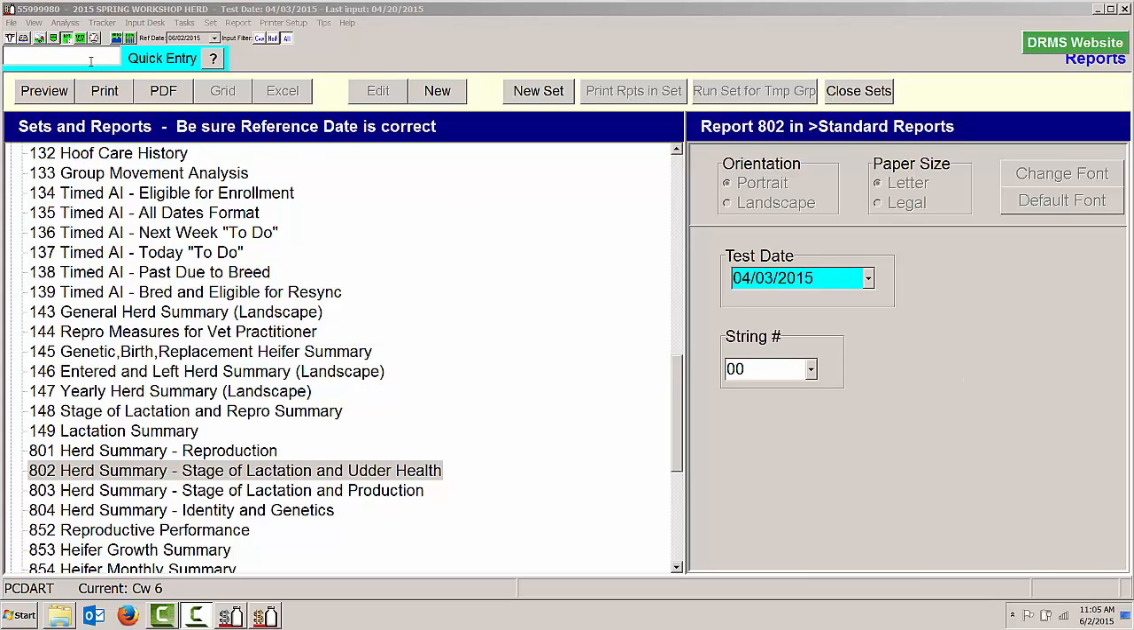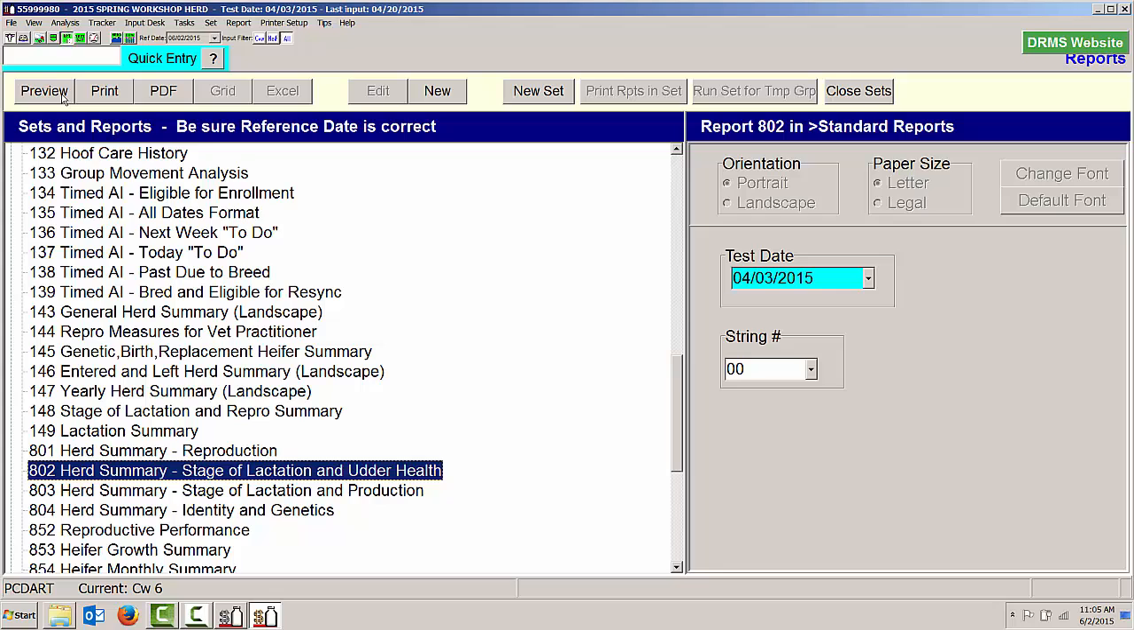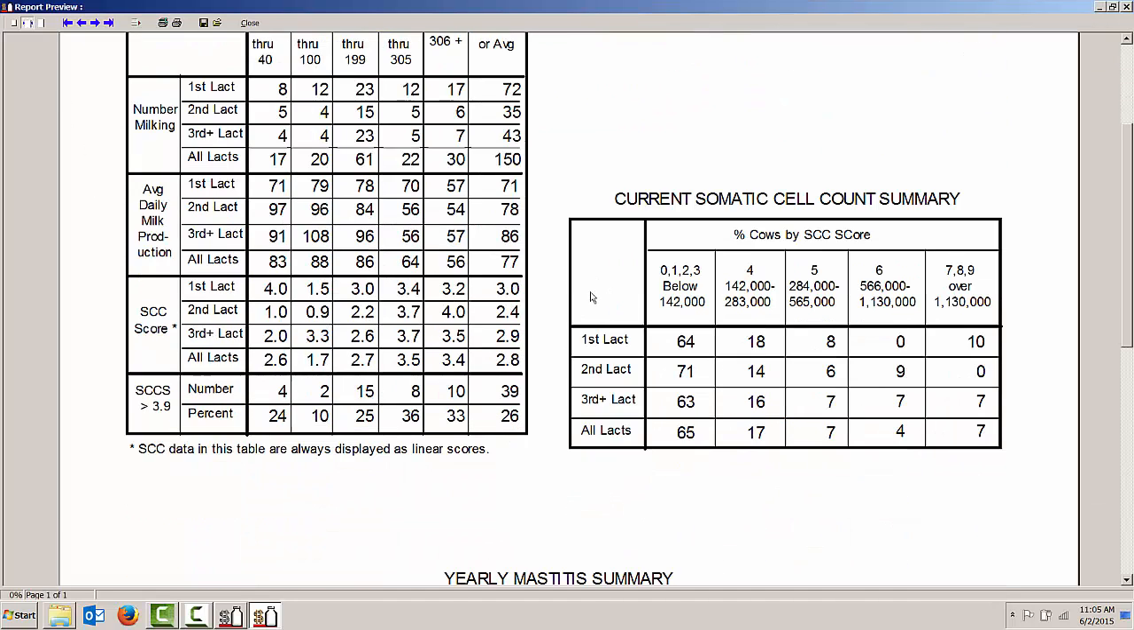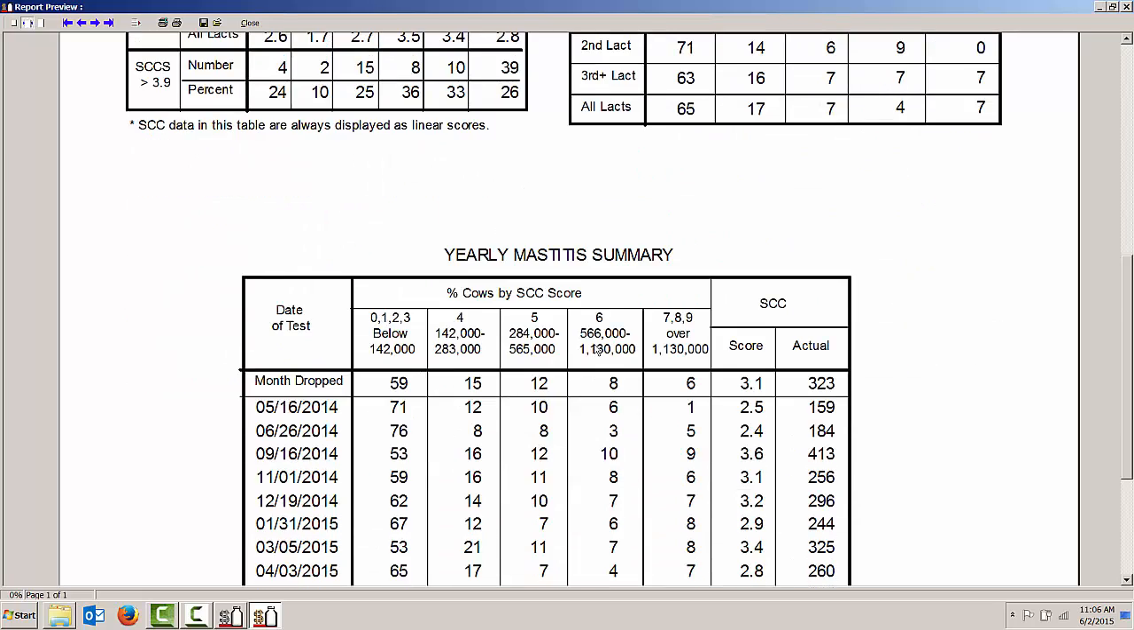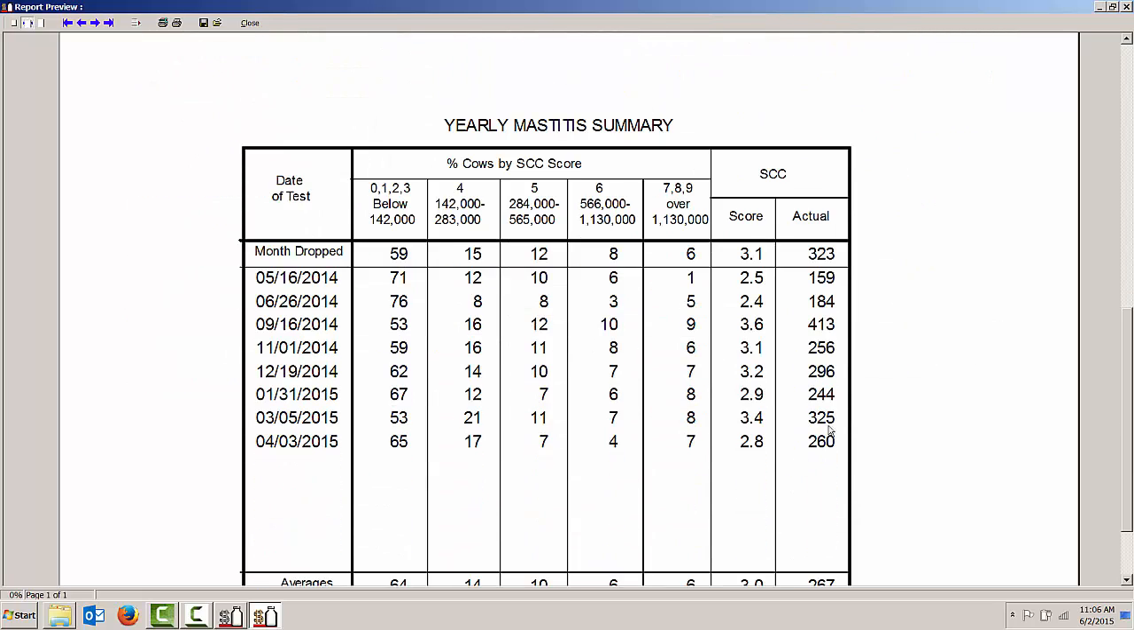First place I'm going to go today would be my reports. I'm going to look at herd summary 202, preview that report. I have here a couple charts to take a look at. Current somatic cell count summary is listed here for 3 lactation groups. Also the mastitis summary for the whole herd, looking at scores and actual counts.